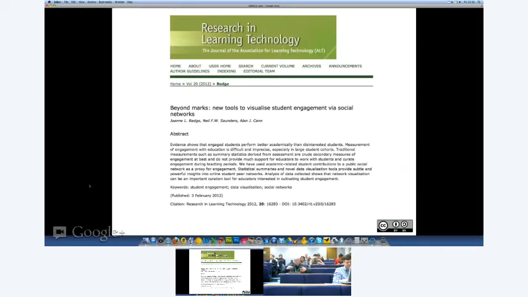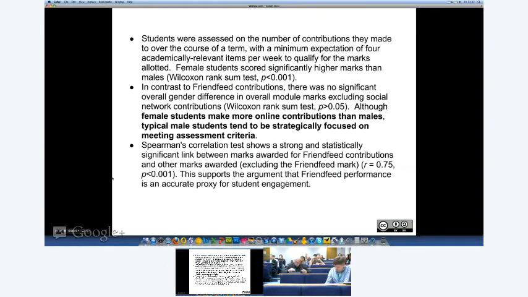We were very encouraged at the level of engagement that we had, and we published this paper in January or February of this year, and one of the things I think we were able to demonstrate was that student activity on the social network is actually a proxy for academic engagement. You could show statistically the parallels between student activity on FriendFeed and academic outcomes. Now, okay, so this is our summary of what we learned.